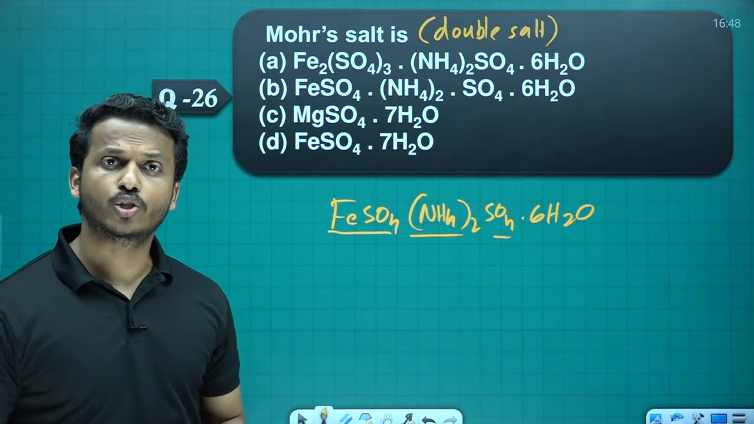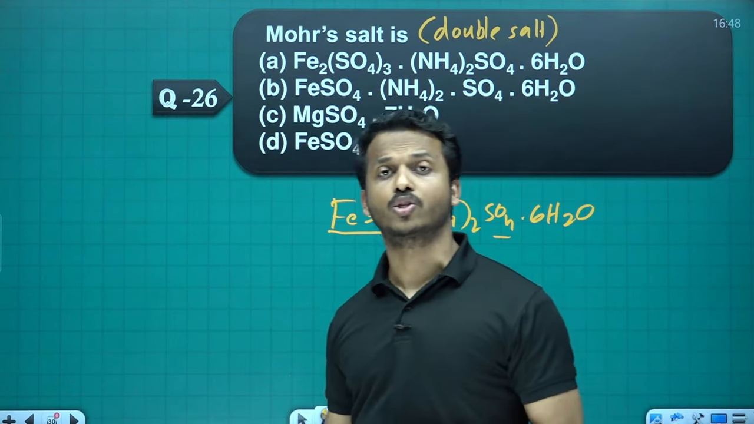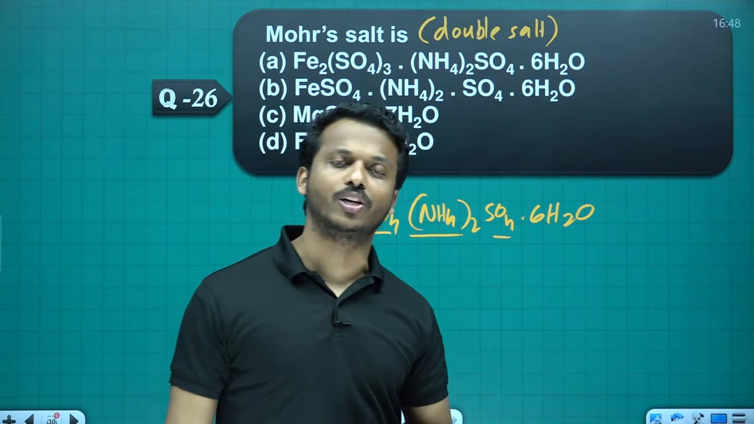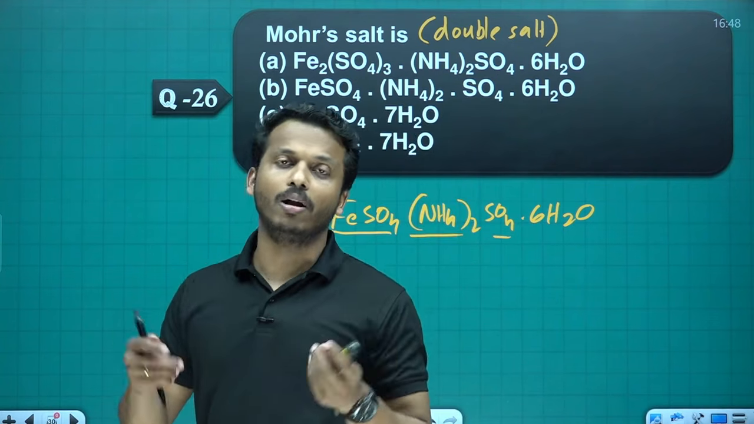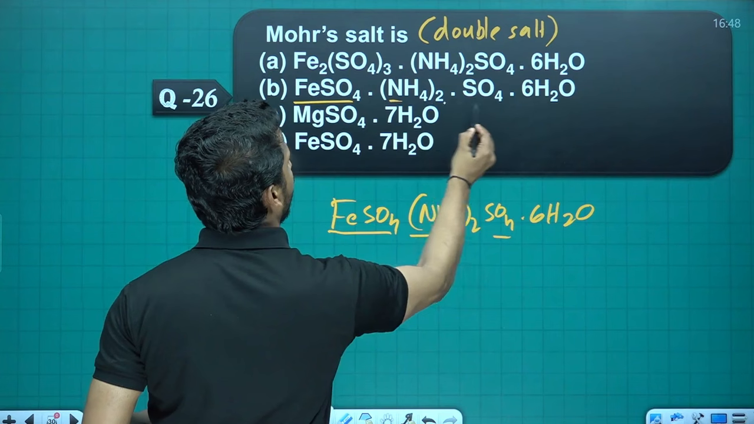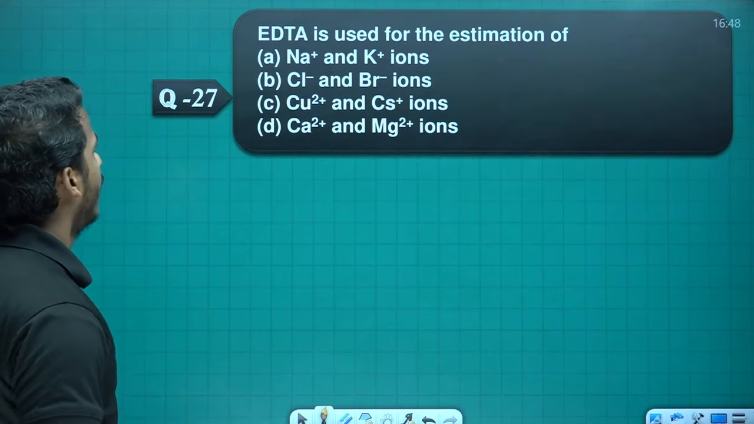And where we studied Mohr's salt, we studied the difference between a coordination compound and a double salt. Coordination compounds do not undergo complete dissociation in water or in solution, whereas a double salt undergoes complete dissociation. So what is Mohr's salt chemically? FeSO4, (NH4)2SO4 along with 6H2O, option B.